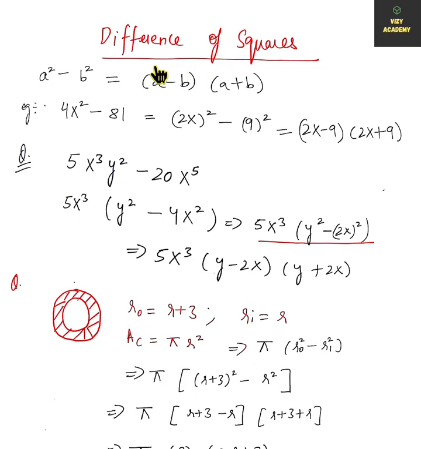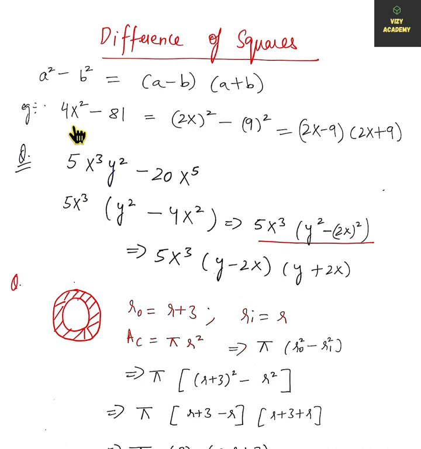So in this lecture, we are going to learn about difference of squares. The formula is given as a² − b² = (a − b)(a + b). Here a and b need to be perfect squares and there should be a subtraction sign in between. So basically b² needs to be subtracted from a².